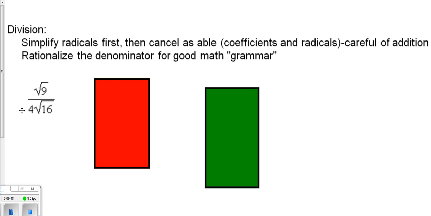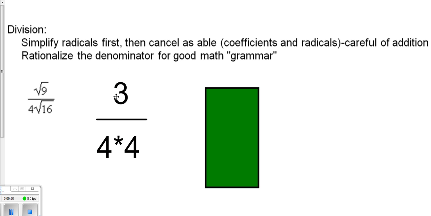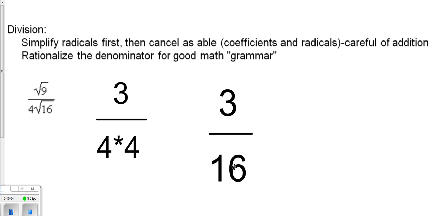So, to simplify something like the square root of 9 over 4 square roots of 16, we just simplify each radical first. Square root of 9 is 3, and the square root of 16 is 4. So it's 3 over 4 times 4, which we can simplify to 3/16. So this one was nice and easy. This will not simplify or reduce as a fraction, so this is your final answer.